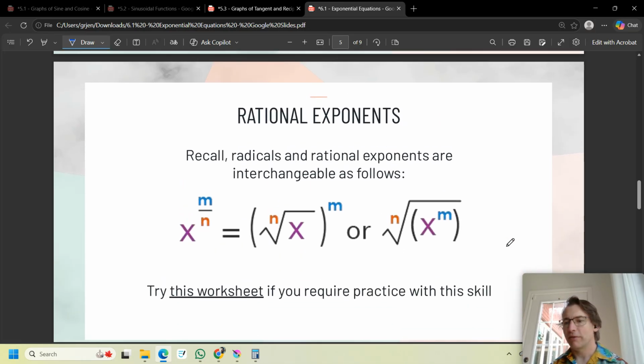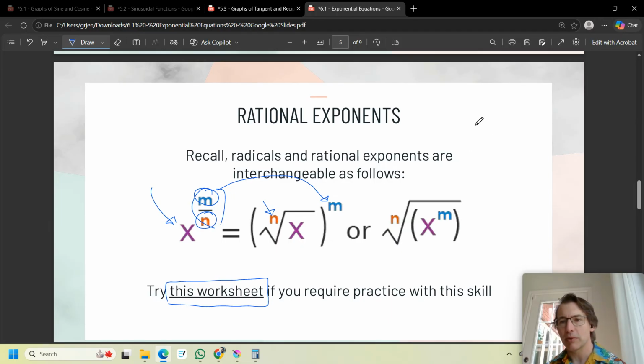Finally, just to review, we have rational exponents. There is a worksheet for you to practice if you struggle with rational exponents. If you have x to some fraction, the denominator of that fraction is like the index number of the radical that you would be raising that to. And then the numerator just works as a typical exponent on that thing.